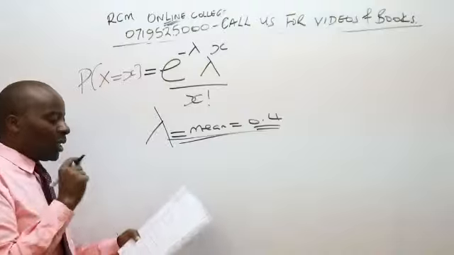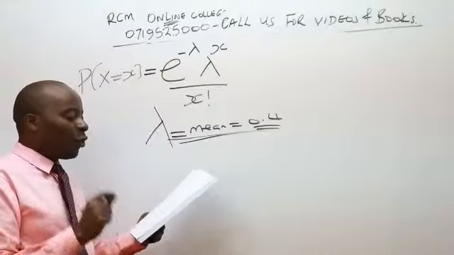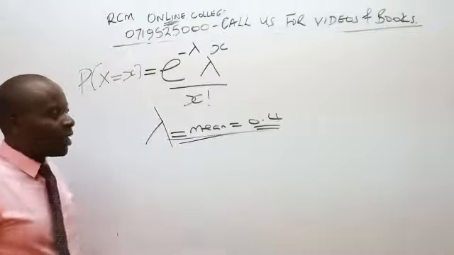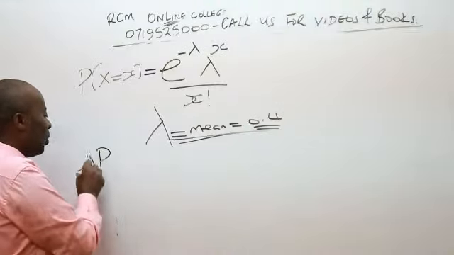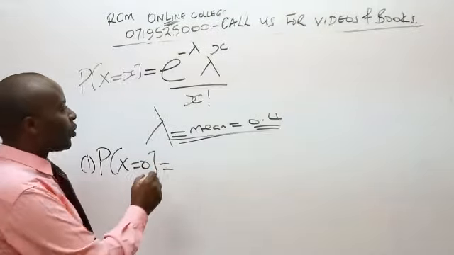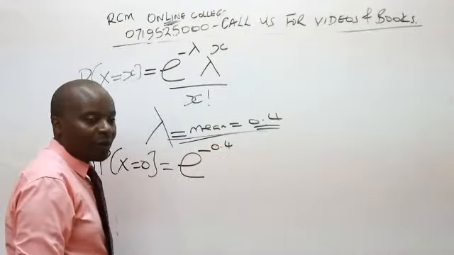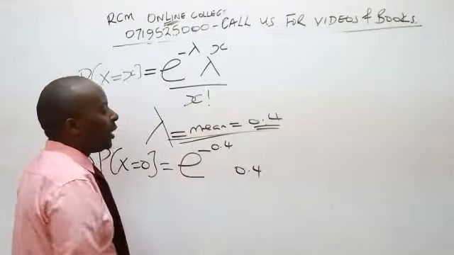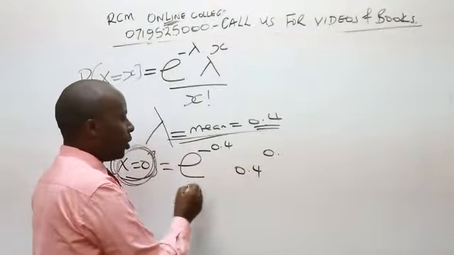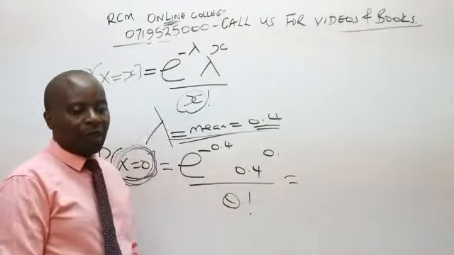So ladies and gentlemen, what do they want us to give them here? They want us to give them the probability that no transformers will be struck by lightning in a week. So basically probability of our x being equal to 0. So then this will be e raised to negative lambda. Our lambda here is 0.4. And then we have 0.4 raised to x. The x that you would want to work with is 0 here. So raised to 0 all over 0 factorial.